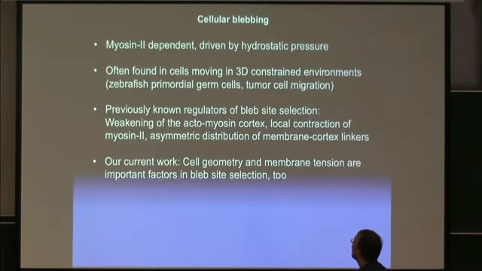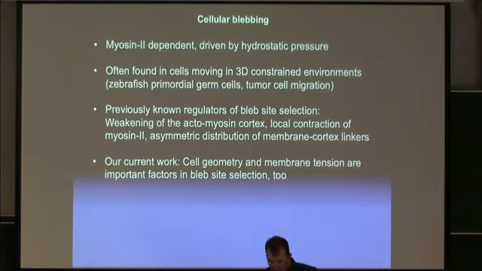And yeah, so these blebs, as we learned yesterday, are myosin II dependent, and they're driven by hydrostatic pressure, and they're often found in cells that move in 3D constrained environments. And also, what Eva alluded to yesterday is that there are known regulators of bleb site selection, for example, weakening of the actomyosin cortex, or local contraction of myosin II, or asymmetric distribution of membrane cortex linkers.